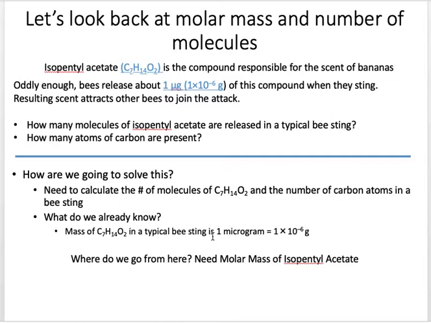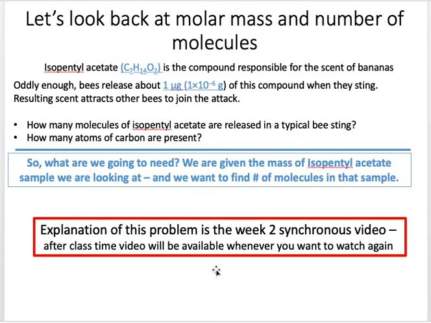There are a couple things we're going to need to solve this. We're going to need to calculate the number of molecules, how many of these C7H14O2s there are in 1 microgram of this material, and how many carbon atoms are in that 1 microgram. What do we already know? Well, we were given a formula, which means we can figure out the molar mass. And we know that a typical bee sting is going to be 1 microgram, or 1 times 10 to the negative 6 grams. So where are we going to go from here?